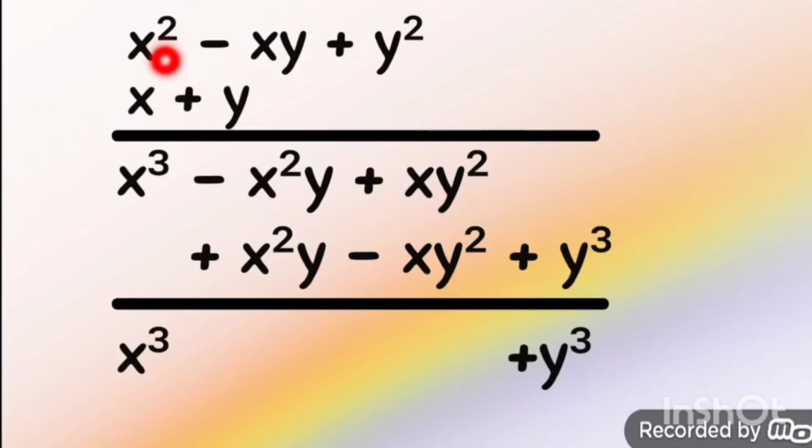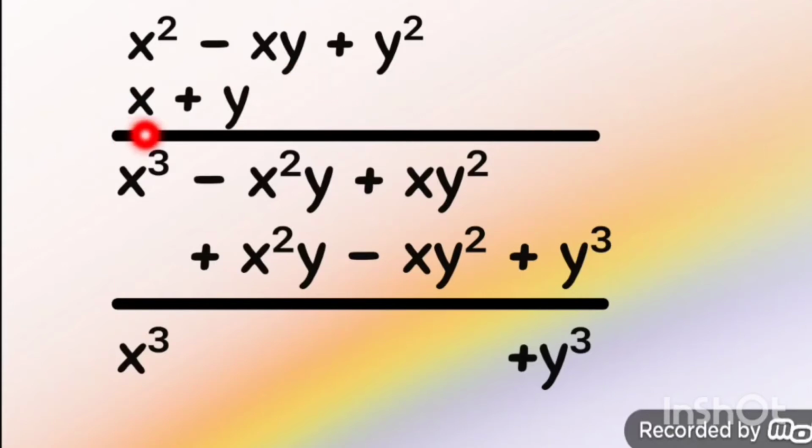To multiply these two polynomials by vertical method, first of all we will take the first term of this second polynomial and then we will multiply it with each term of the first polynomial, and then we will take the second term of the second polynomial and then we will multiply it with each term of the first polynomial.